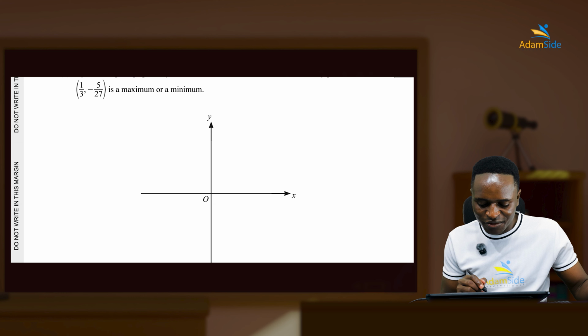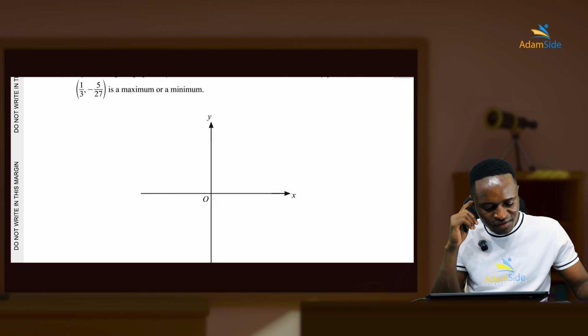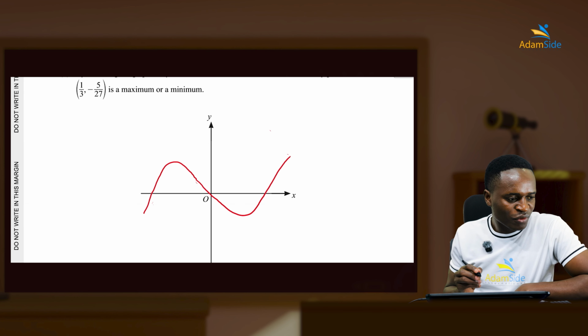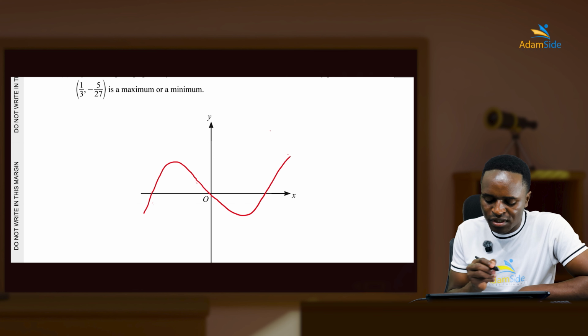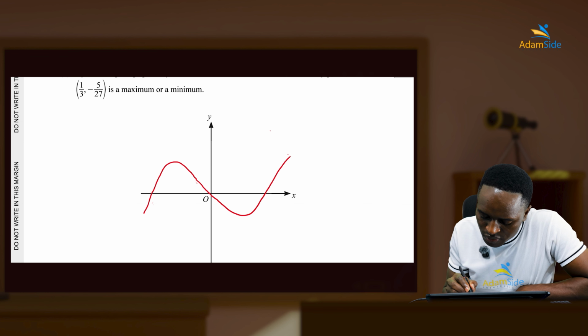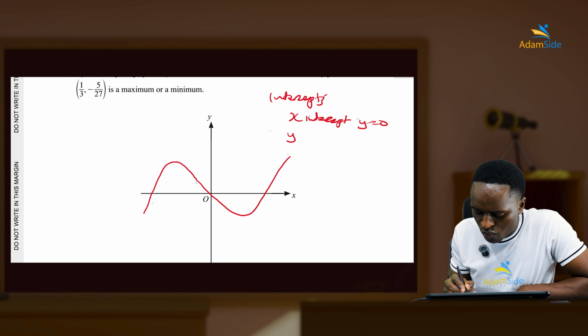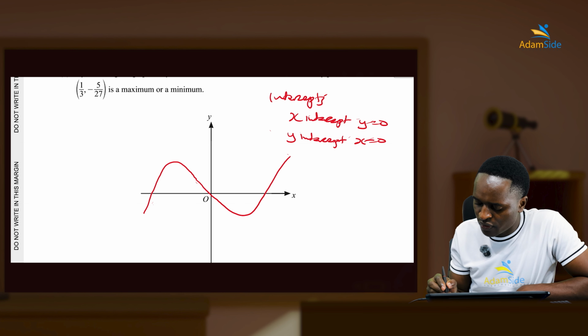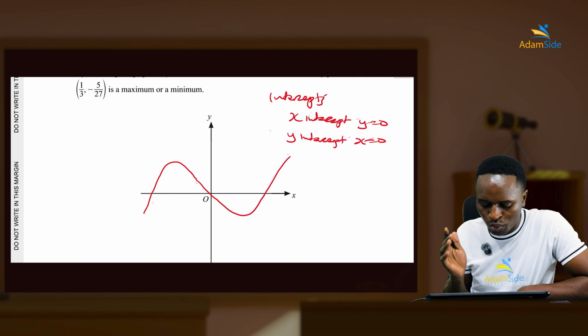By sketching the graph of y, determine whether the stationary point at 1 over 3, negative 5 over 27 is a maximum or a minimum. So this is by sketching the graph. For sketching, we just need to know our intercepts. At the x-intercept, y is equal to 0. At the y-intercept, x is equal to 0. If you know this and then get the coordinates, you plot.